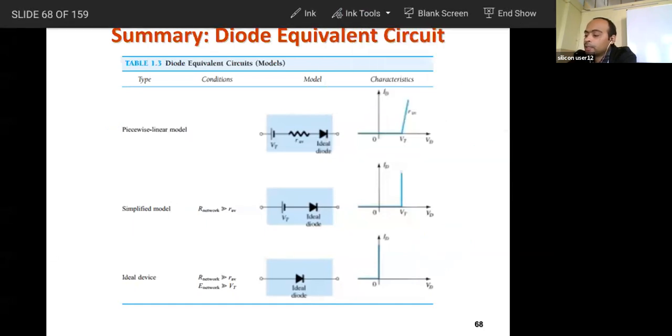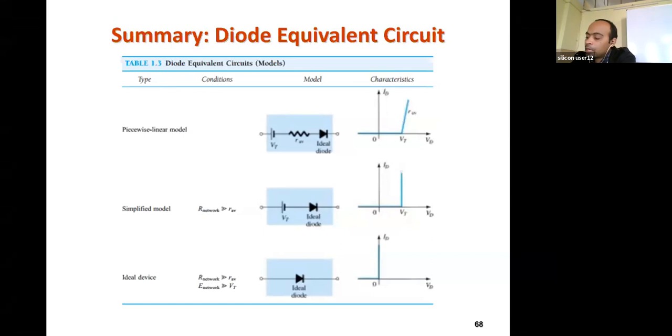First one is the piecewise linear model. Why is it linear or piecewise? We are assuming that the diode has linear characteristics in different regions. That after Vt it is a linear line, and before Vt it is a horizontal line. But we are assuming it's linear, though actually our diode is not linear.